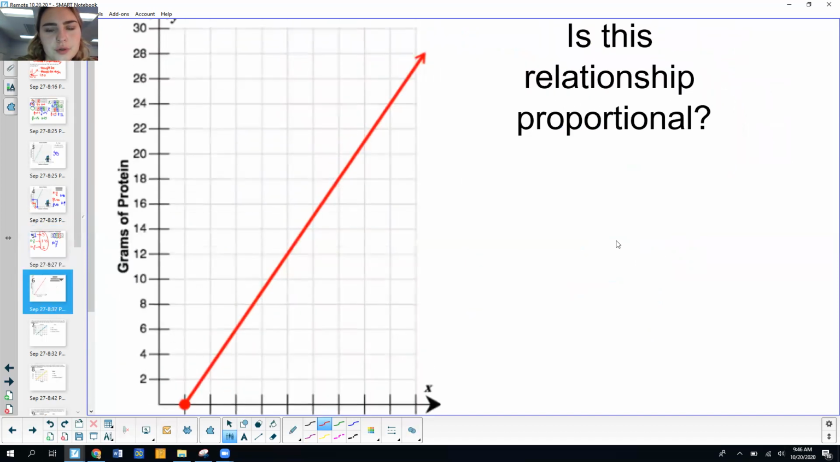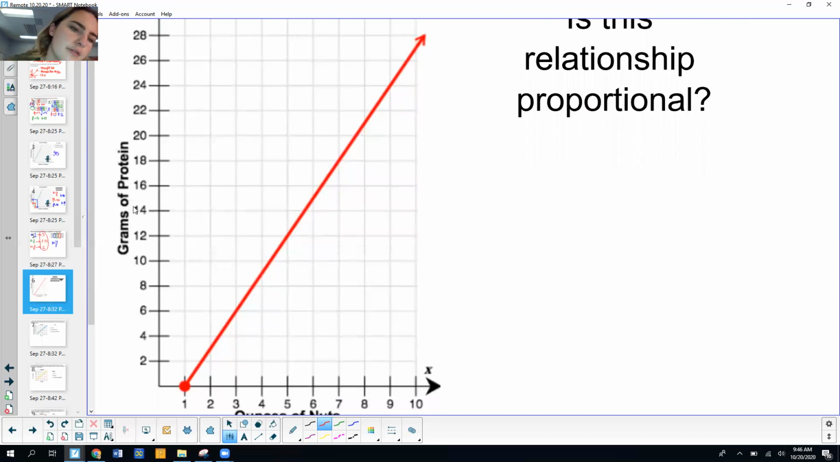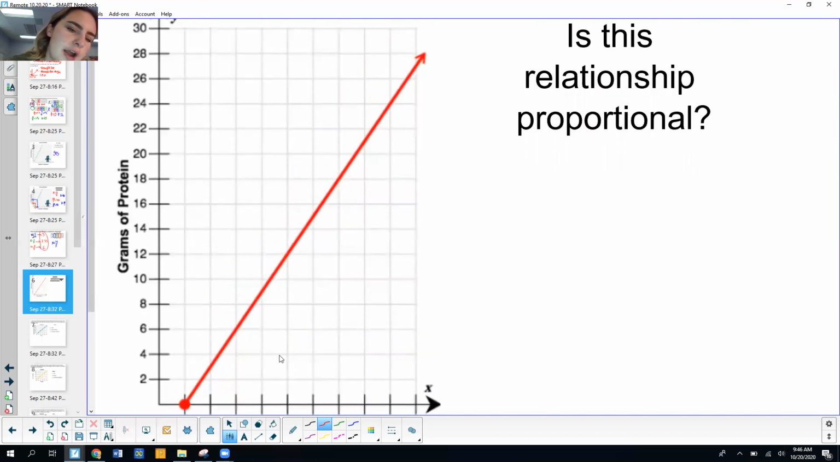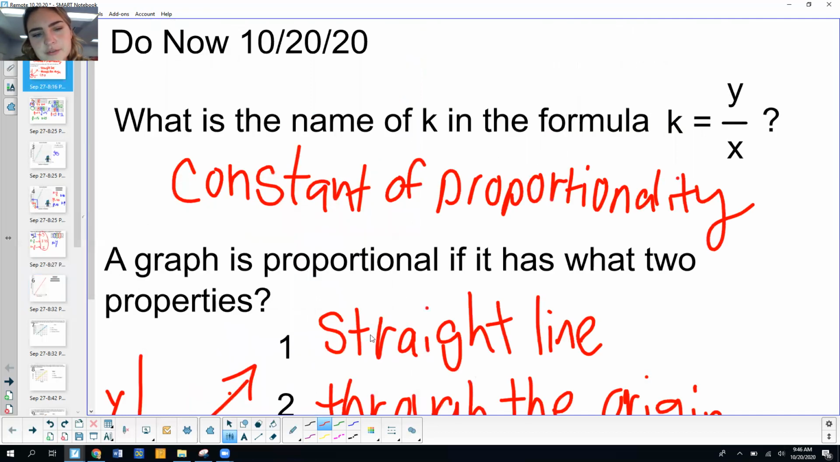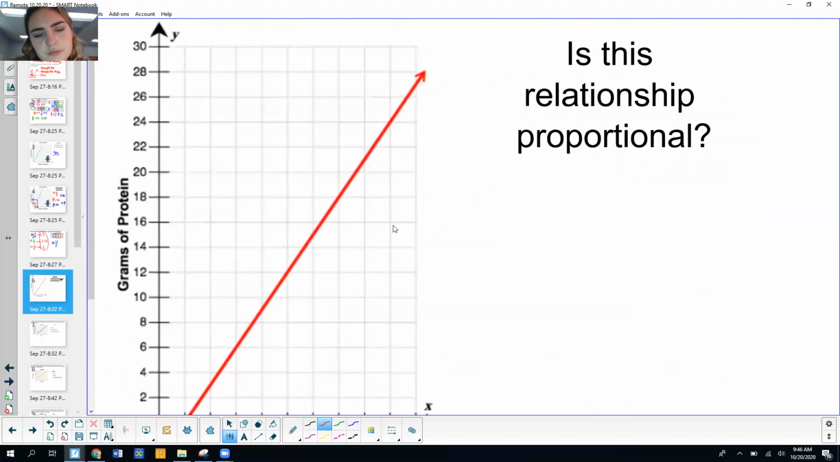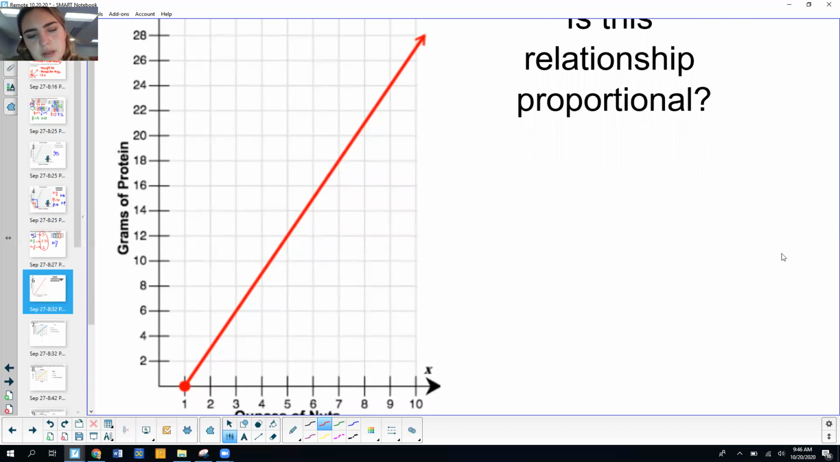Is this relationship proportional? So we've got a graph of grams of protein and ounces of nuts. So this is our graph. We want to know, is this relationship proportional, yes or no? So if you look back, it is a straight line. Does it go through the origin? The origin would be right here. So it starts right here though.